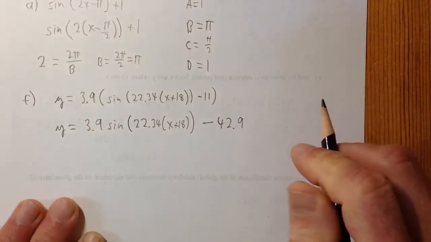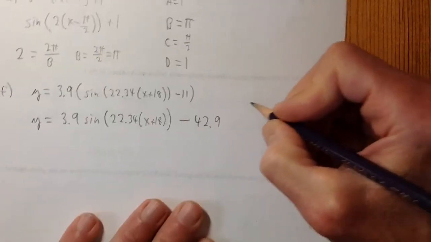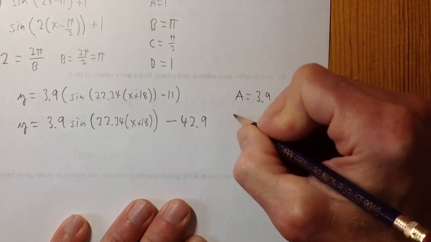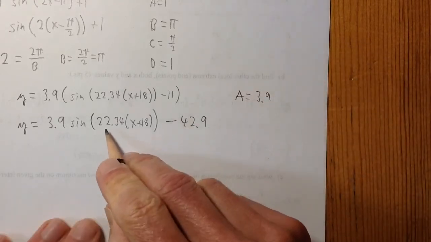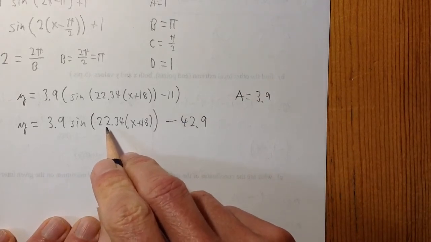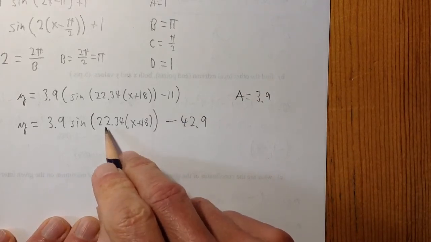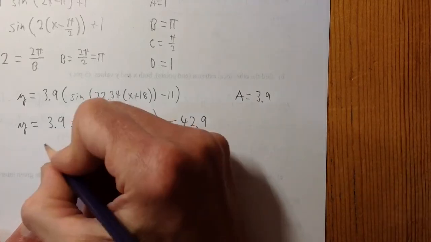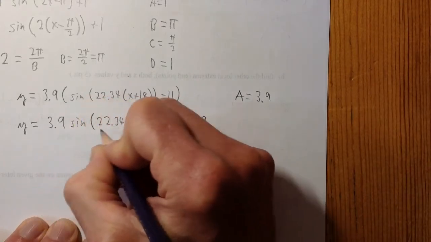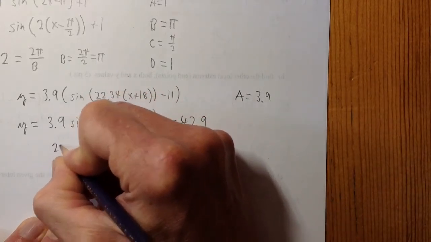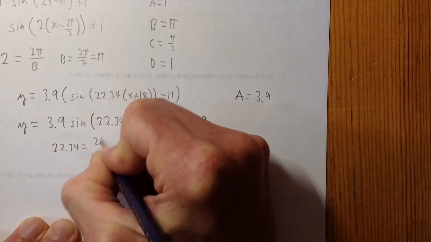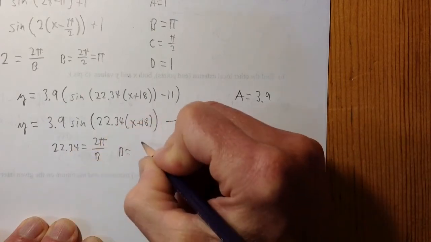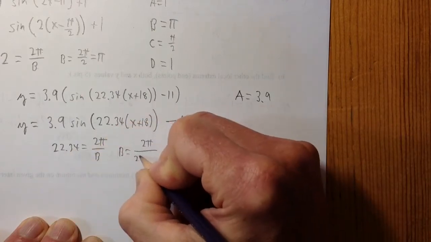Okay, so right away we can say that the amplitude is 3.9. The period's a tricky one, and if you remember, what do we say? It's always 2 pi divided by this number. I always like, that gets tricky in my head, so I just go 22.34 is equal to 2 pi over b, or b is, swap those two, 2 pi divided by 22.34.